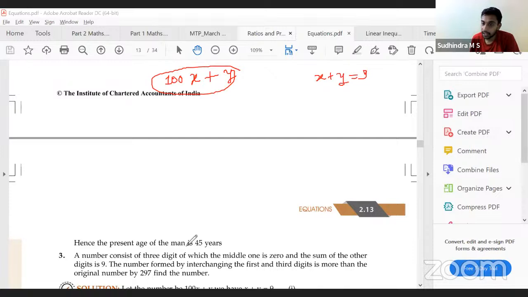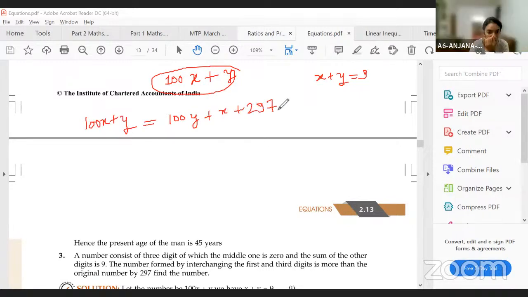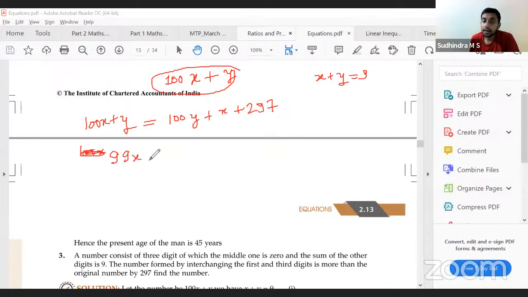The sum of the digits is 9. And they're saying that by interchanging the digits, that is 100y plus x, the new number would be more than the original number by 297. So 100x plus y is equal to 100y plus x plus 297. Further simplifying this, 100x minus x would be 99x, minus y minus 100y would be 99y, will be equal to 297.